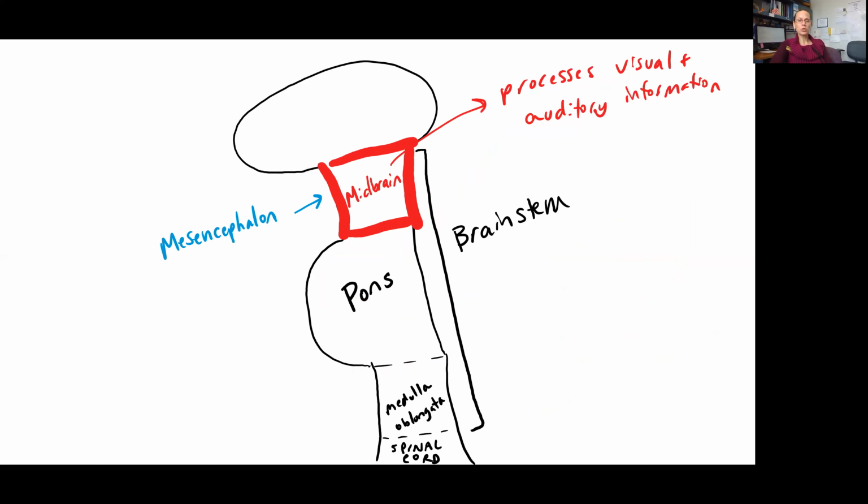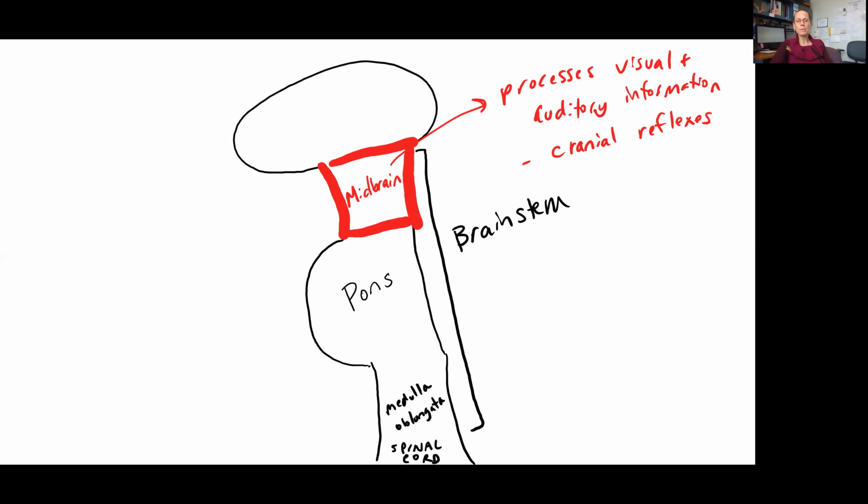And then the top portion of the brainstem is called the midbrain. The midbrain can also be referred to by its division name, shown here in blue, the mesencephalon. The midbrain will have a few functions. It does process visual and auditory information. It's going to have some cranial reflexes.